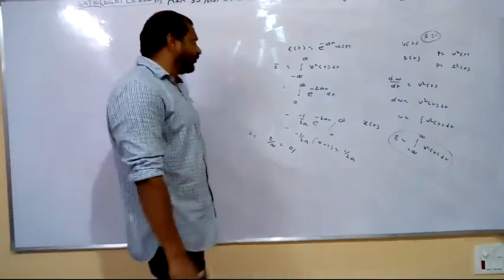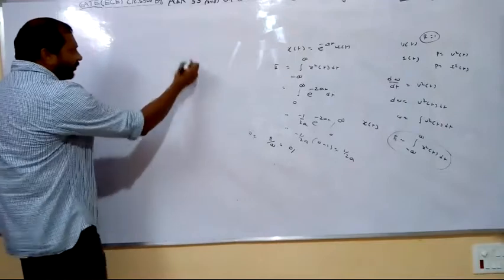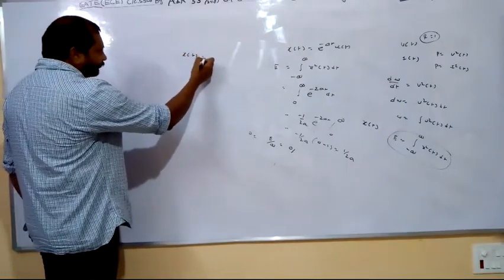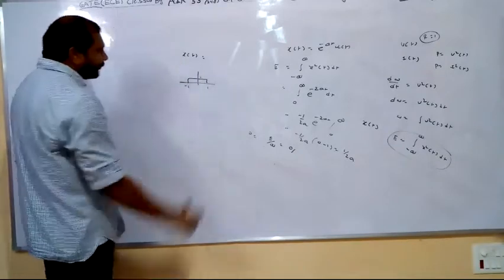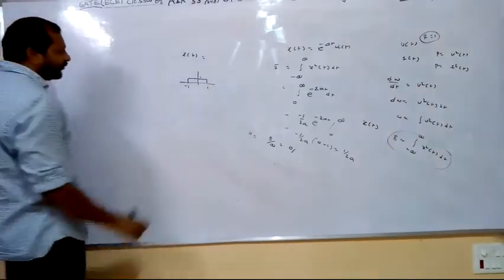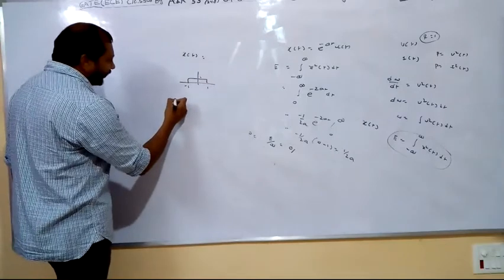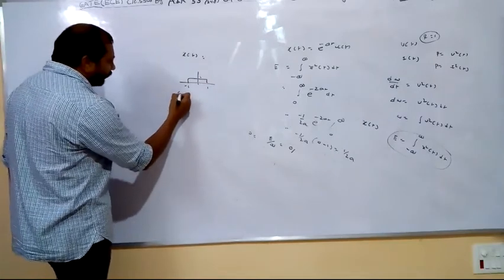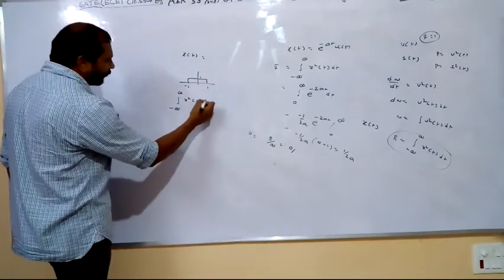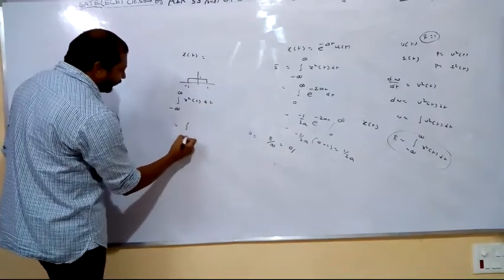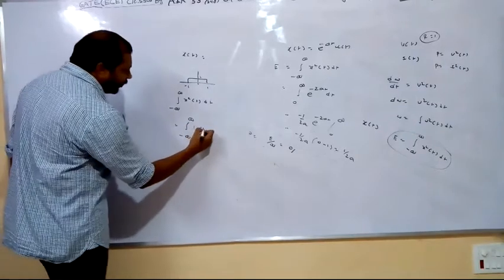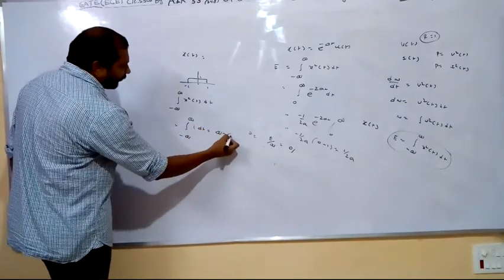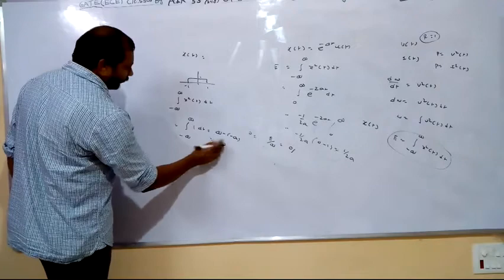Now let us consider one more signal x of t, represented like this from minus 1 to 1, whose amplitude is equal to 1. Then what is the energy of the signal? The energy of the signal is simply the integration from minus infinity to infinity of x squared of t dt. This can be represented as the integration of 1 dt, so this value is equal to infinity minus minus infinity, which is infinity.